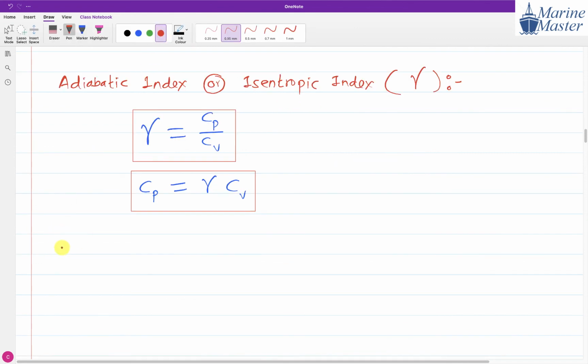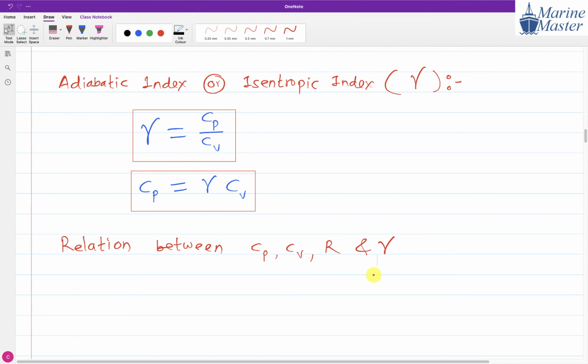Give the next heading: relation between Cp, Cv, R and gamma. See, these are the four constants for a particular ideal gas. Whatever may be the process, remember this point: Cp, Cv, R and gamma, these four are constants for a particular ideal gas.